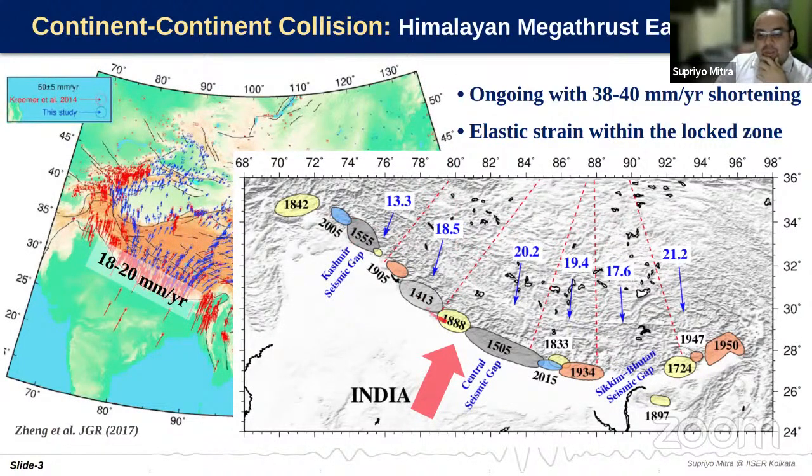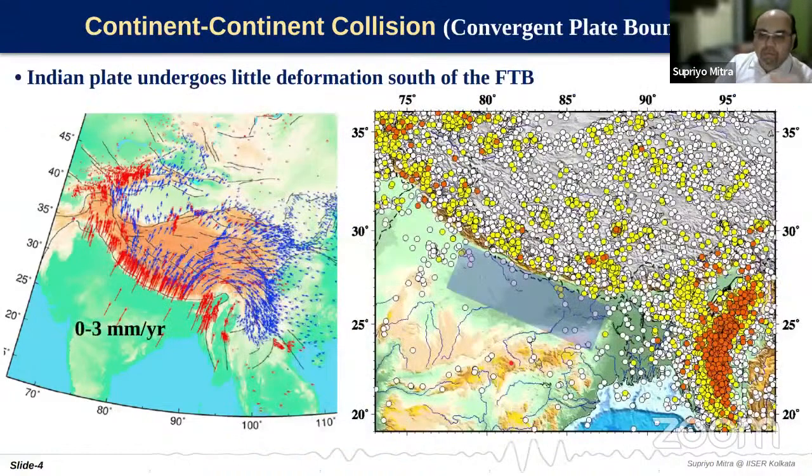So here you can see all the earthquakes that have happened in the Himalayas. These are all megathrust earthquakes, which essentially are happening in that elastic strain zone. So now if you look at the region immediately south of the Himalayas, which is this box region here, you see that the Indian plate is actually not undergoing very much deformation, as I said. So there's very little deformation that's happening south of the Himalayas.